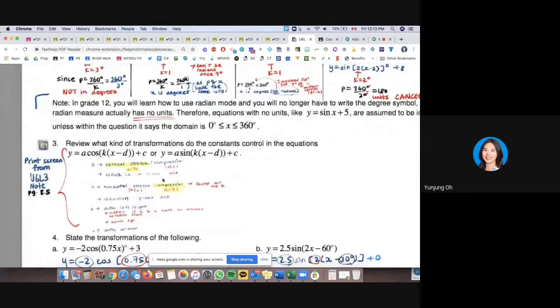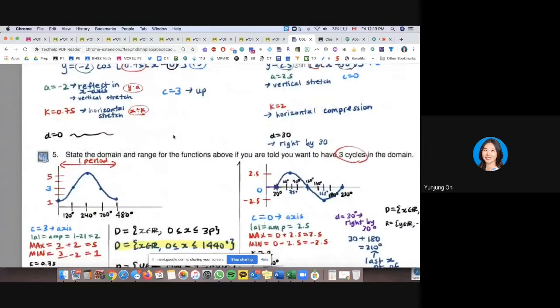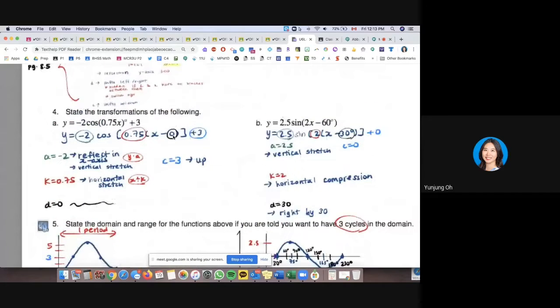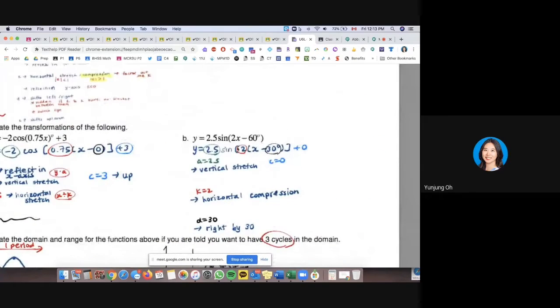So this I print screened from lesson 3. If I was to do, let's say, this question really quickly, maybe this one, B, I had to factor the k out and then made sure I divided both by 2. I got 2 bracket x minus 30. So I grabbed each part. That's my a, that's my k, that's my, did I get that right? No, that should be my d.